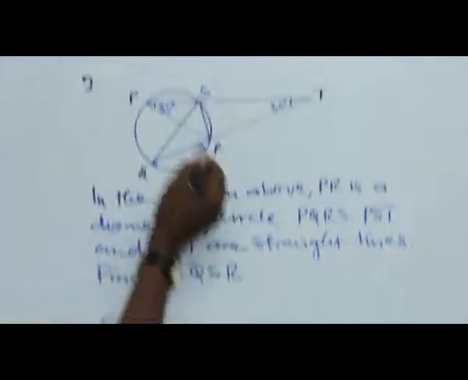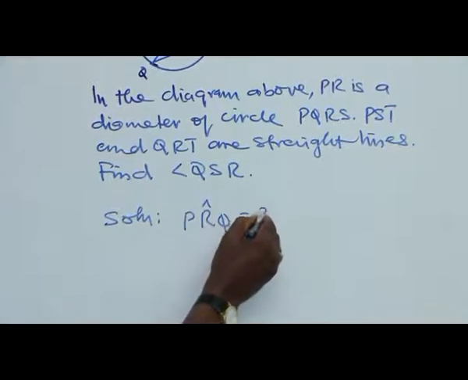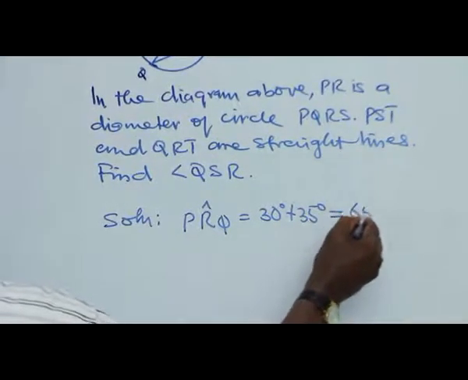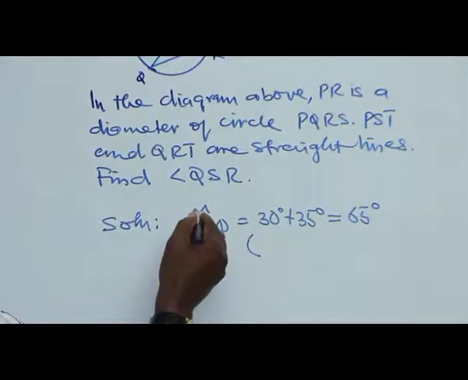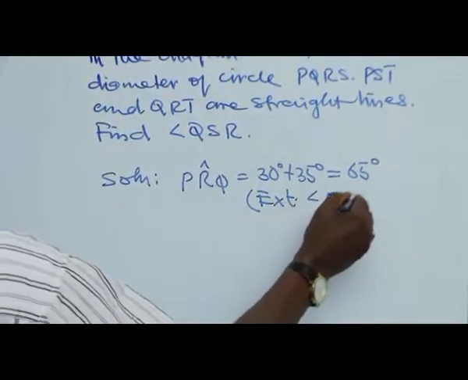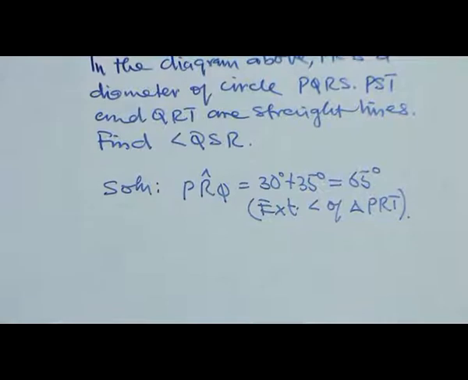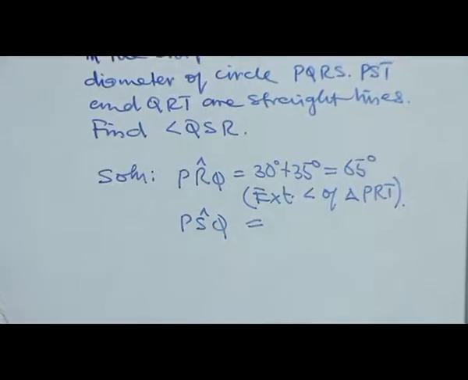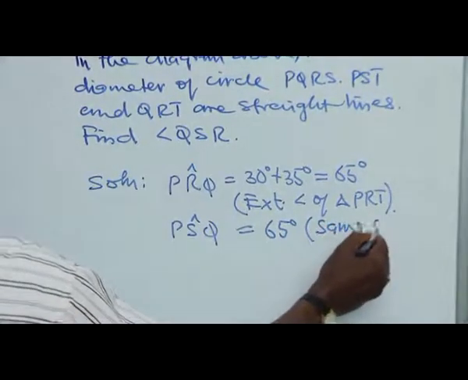We have here the angle PRQ. Angle PRQ is equal to 30 degrees plus 35 degrees, and that is equal to 65 degrees. The reason for this is the exterior angle of triangle PRT. So this is the exterior angle of triangle PRT. Right. Our angle PSQ is also equal to 65 degrees. What is the reason? They are in the same segment.